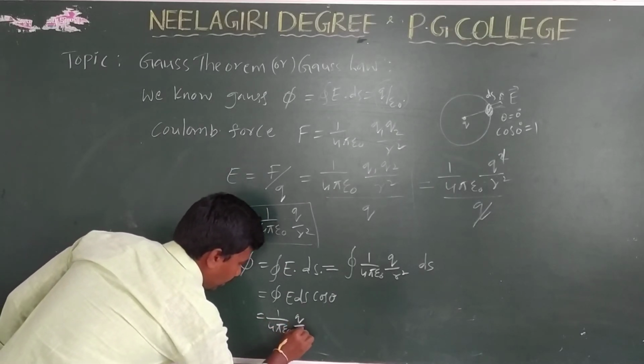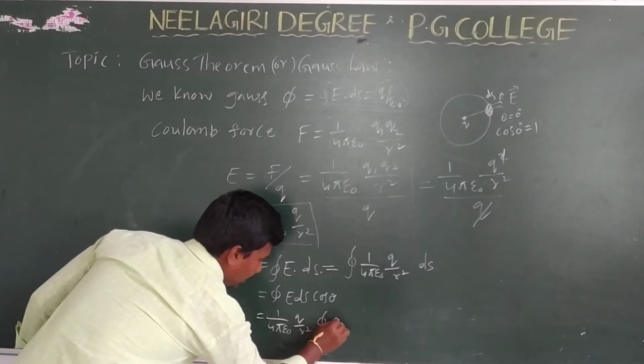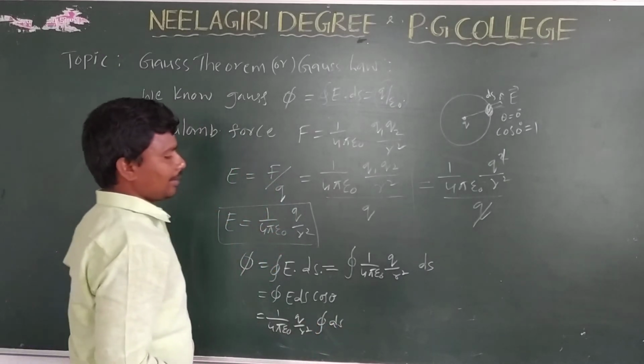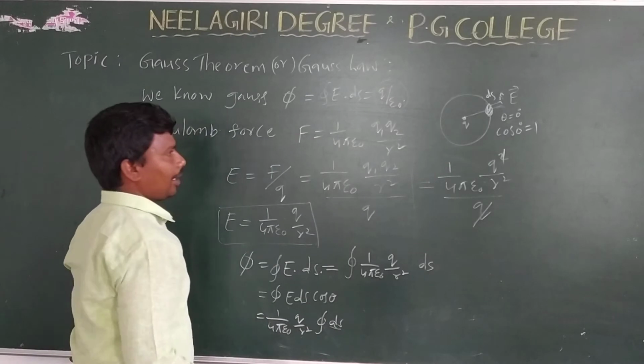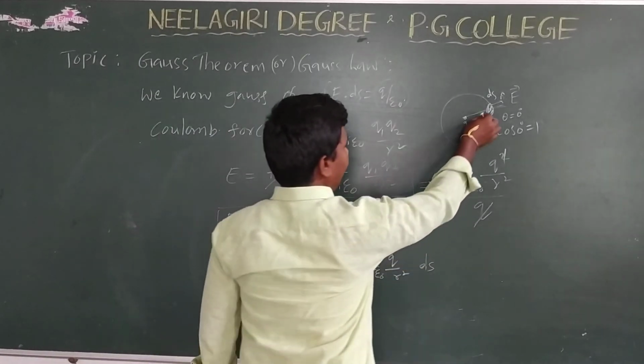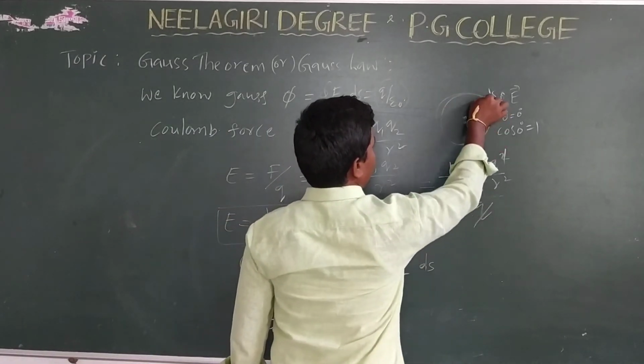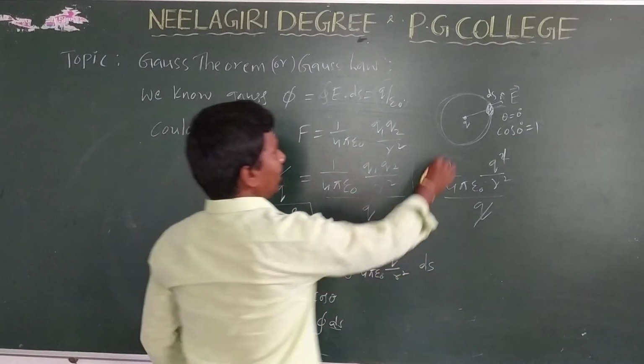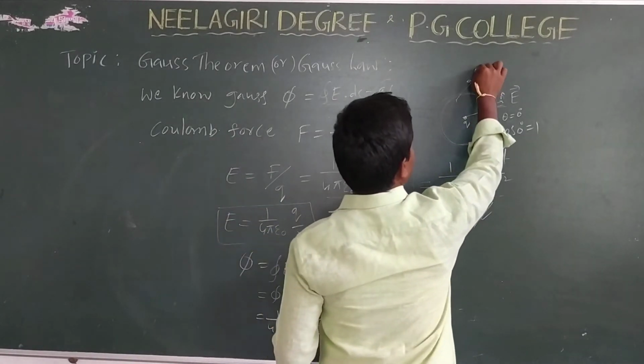Q by R square, closed integral ds. What is ds? ds is the surface area of a small particle. So we need the entire surface area, so we get the integration. Here the shape of the surface is a sphere.